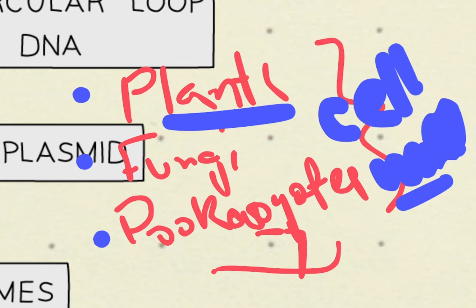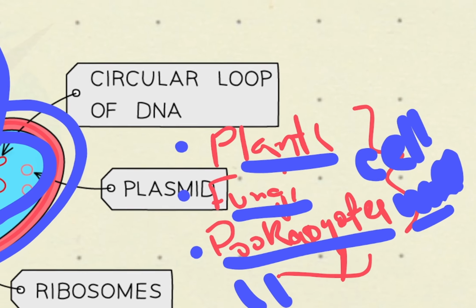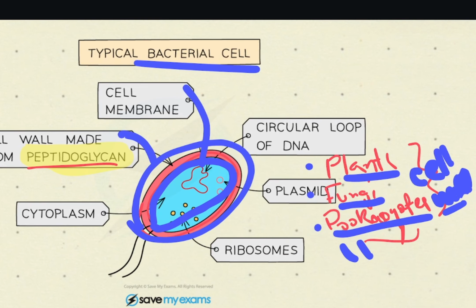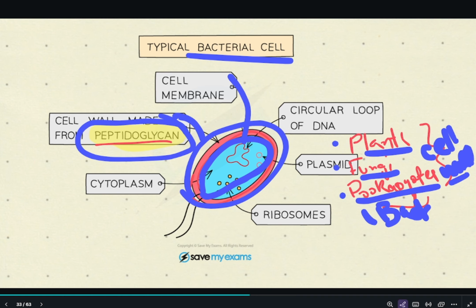So remember, in plants the cell wall is made up of cellulose, in fungi it is made up of chitin, and in prokaryotes, a typical example of which you need to know is bacteria, the cell wall is made up of peptidoglycan. I hope that this point is clear.